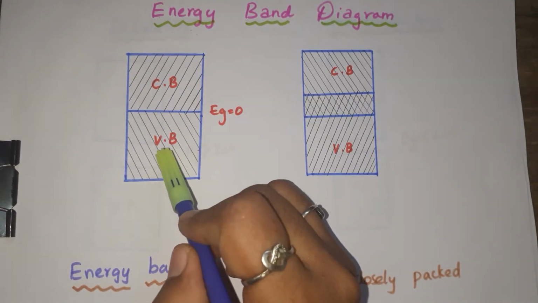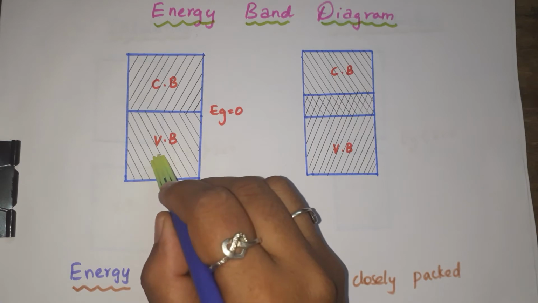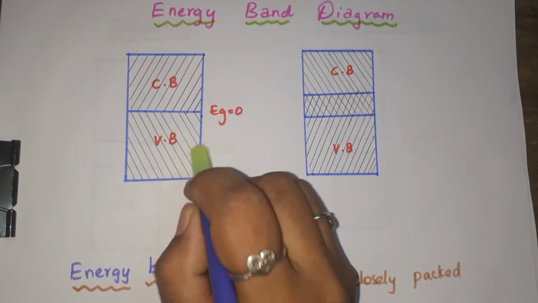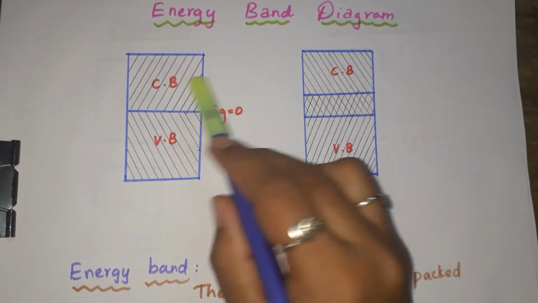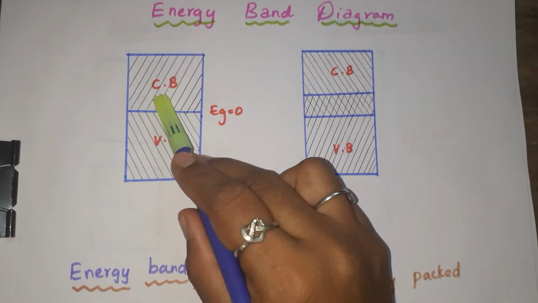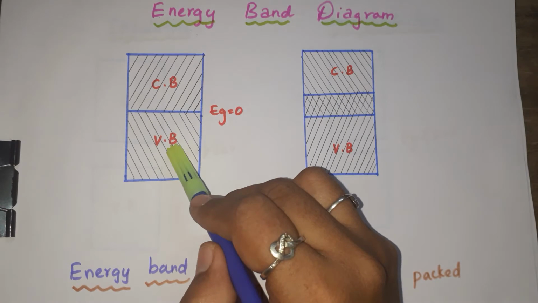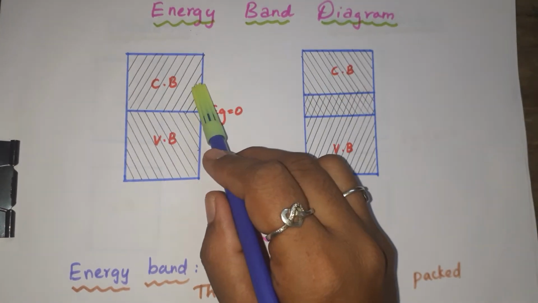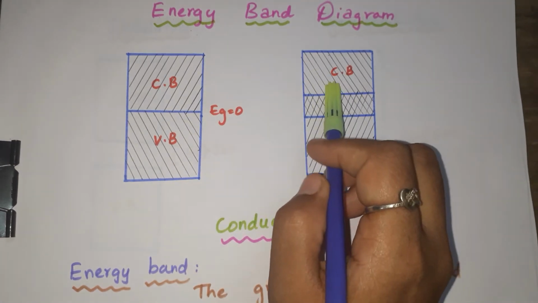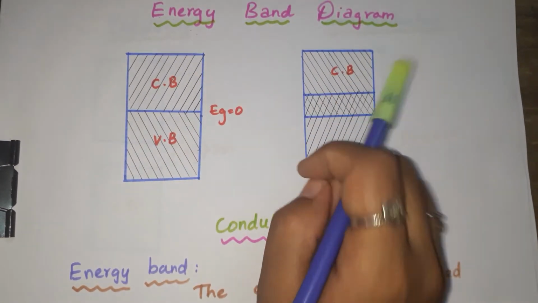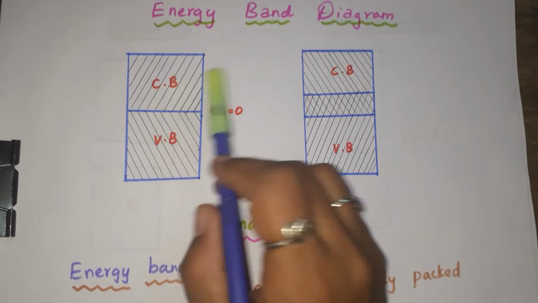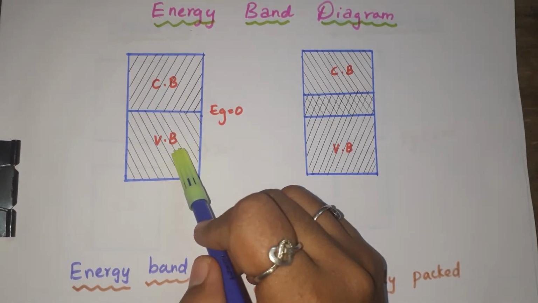So what is the valence band? I told you, the energy band which is completely filled at 0 Kelvin. But in the case of the conduction band, this is nothing but the energy band above the valence band. We can call this a conduction band, and this conduction band may be empty or partially filled. This is all about the conduction band and valence band.